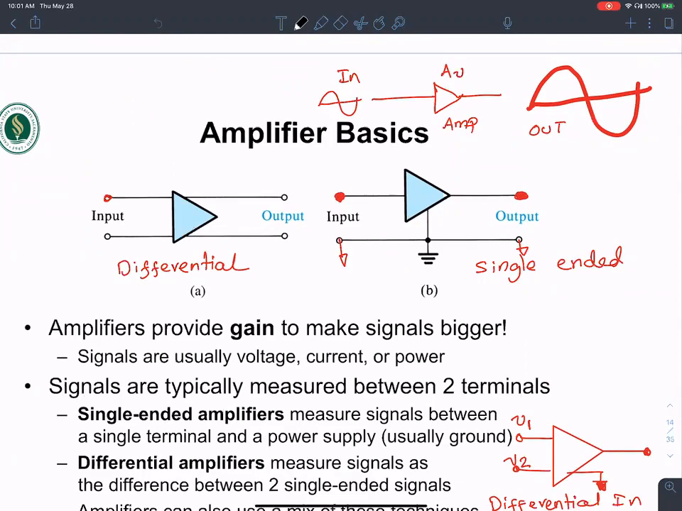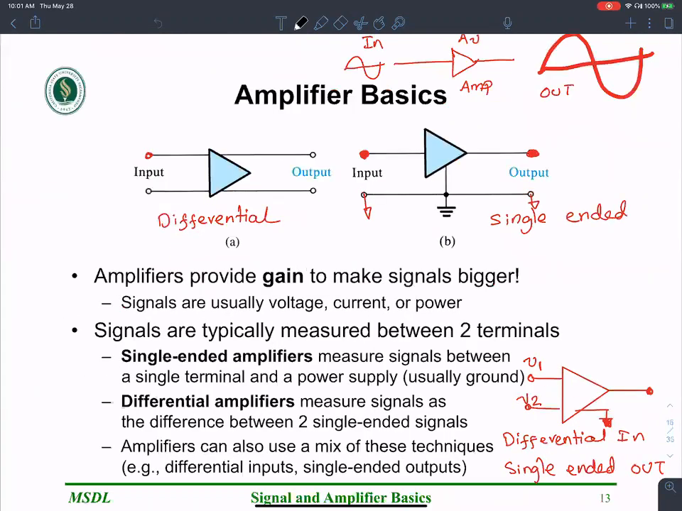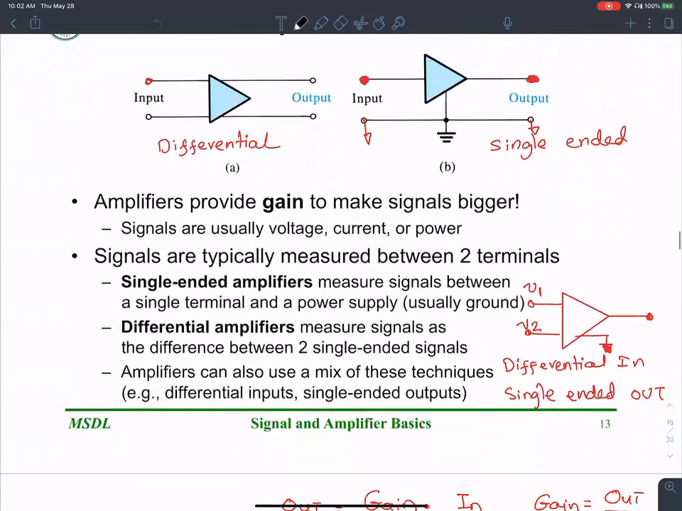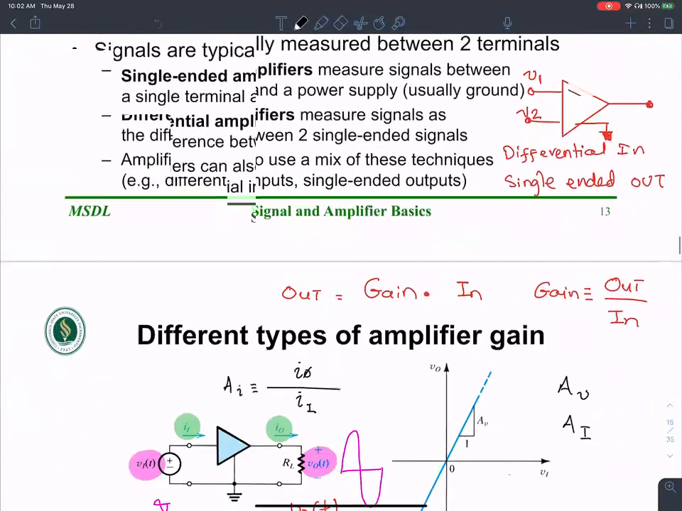Now, the ratio of output amplitude over input amplitude is defined as the gain. Signals can usually be voltage, current, or power. And I showed you the two different types of amplifiers possible: differential amplifiers and single-ended amplifiers. The inputs and outputs are measured as the difference between two terminals. If one of the terminals is ground, then we call it single-ended. We can have a mix and match, for example an input differential, output single-ended amplifier, and so on.